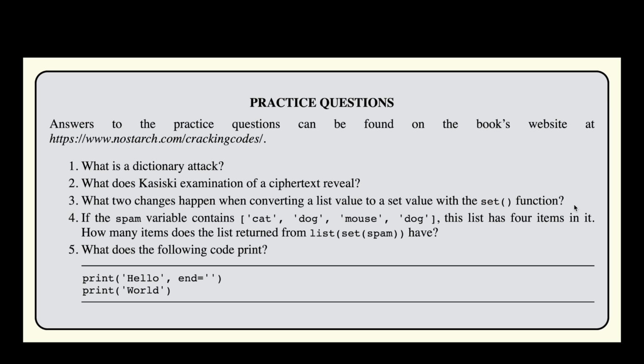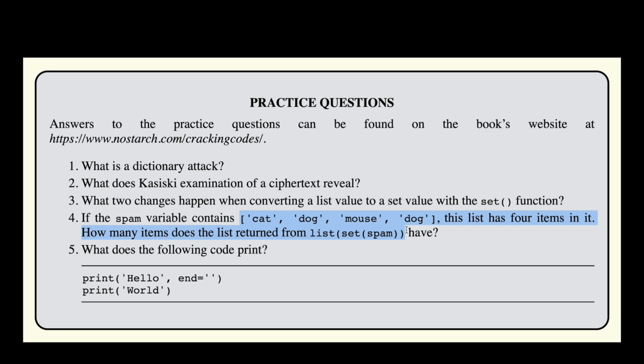What two changes happen when converting a list value to a set value with the set function? So the set function removes any duplicates, and also the order of elements is being lost, since values in a set, unlike lists, do not have an order. If the spam variable contains the list with the elements cat, dog, mouse and dog, this list has 4 items in it. How many items does the list return from calling set on that list and then turning that back into a list? And we know that the set function removes any duplicates.